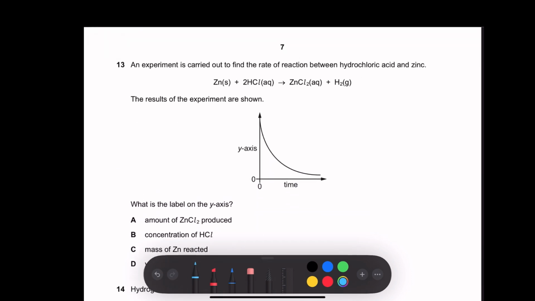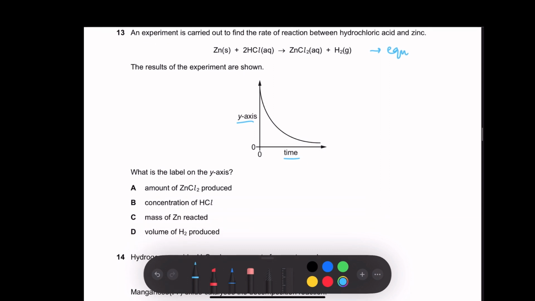13. An experiment is carried out to find the rate of reaction between hydrochloric acid and zinc. This is the equation. The results of the experiment are shown. Okay, so it's the y-axis versus time. And what is the label on the y-axis? Amount of zinc chloride produced. No, this cannot be, because we know that as the reaction proceeds, the amount of product should be more. So for A, the graph should have been something like this. It would have increased as the reaction was proceeding.